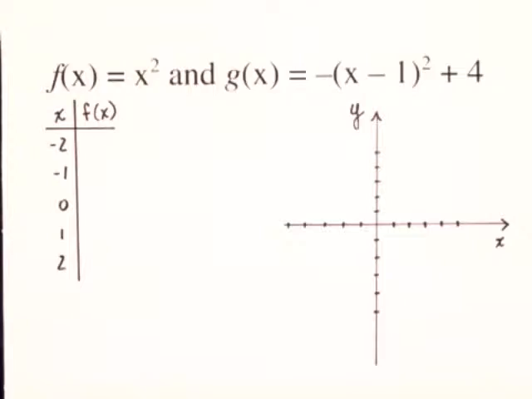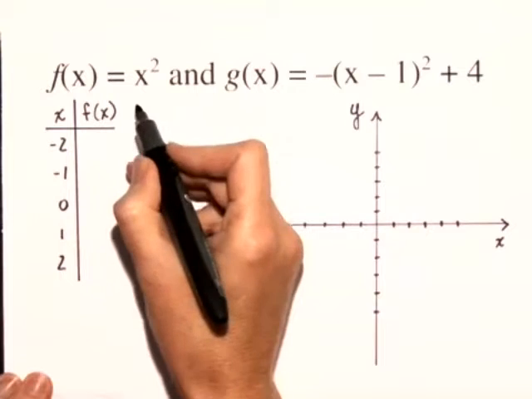For this example, we're given two functions that we'll graph on the same xy coordinate system, and then we'll name the domain and the range of each function.